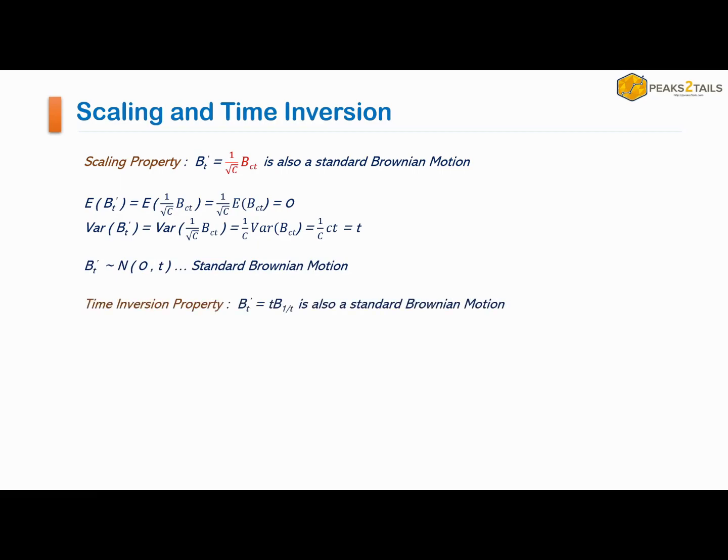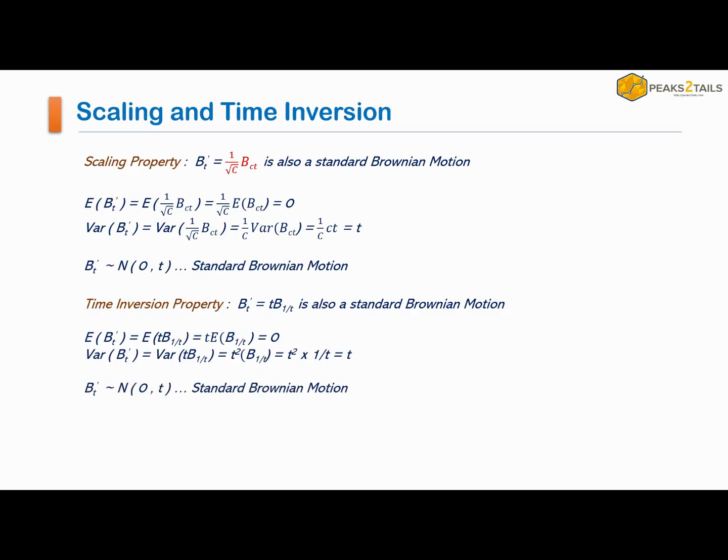Next, let's look at the time inversion property. It's the same argument, but it's a different quantity. So t times Brownian motion at time 1 by t. This is also standard Brownian motion. We follow the same process. Expectation would be 0, and the variance is coming out as t, and it will be normal. So this quantity is also standard Brownian motion. Let's look at the next property.